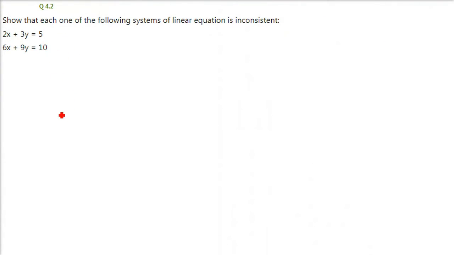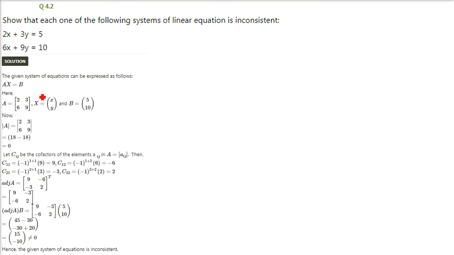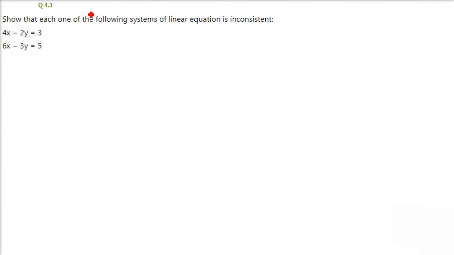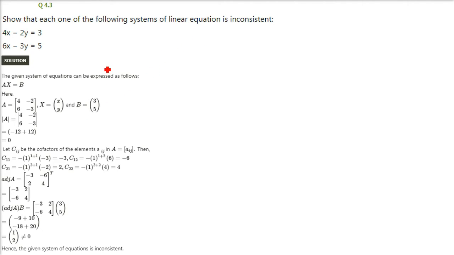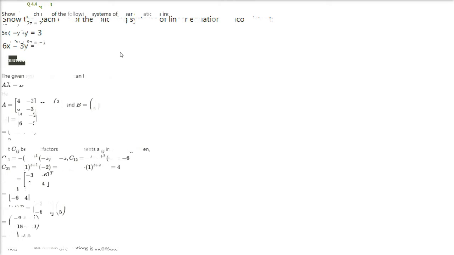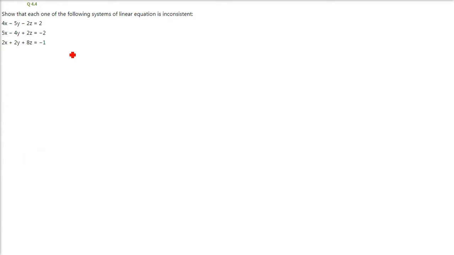Now you know how to do this. First of all, write it in the form AX equals B, then find the determinant of A. If it is 0, then find the adjoint of A times B. If it is not equal to 0, then you can safely say that this system of equations is inconsistent. Show that each one of the following systems of linear equations is inconsistent. All this we have done.